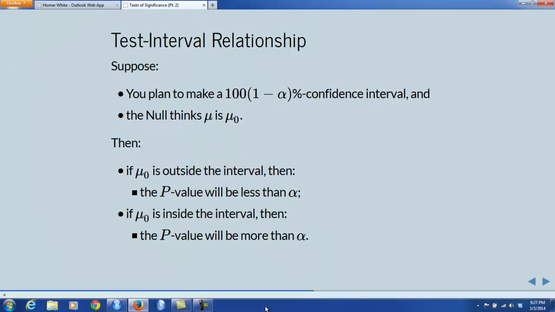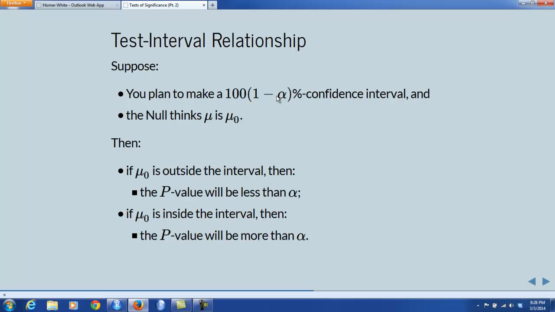Here is the relationship between tests of significance and confidence intervals in general. Let's let alpha be some proportion, some number between 0 and 1. And let's say that you plan to make a 100 times 1 minus alpha % confidence interval. And the null thinks that mu is some particular value, mu naught. If mu naught is outside the interval, then the p-value will be less than alpha, and if mu naught is inside the interval, then the p-value will be more than alpha. This result covers the two previous facts that we've already looked at, and infinitely many more as well.